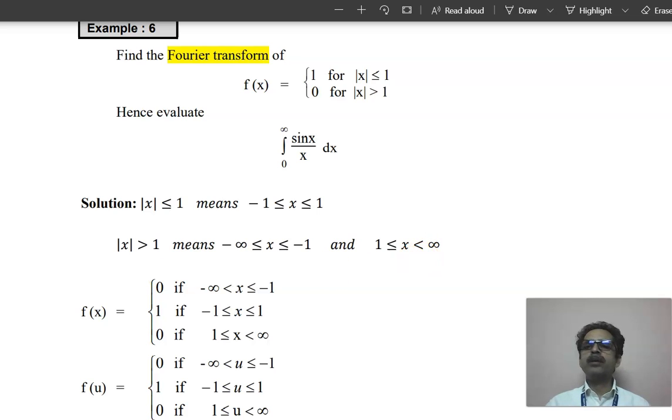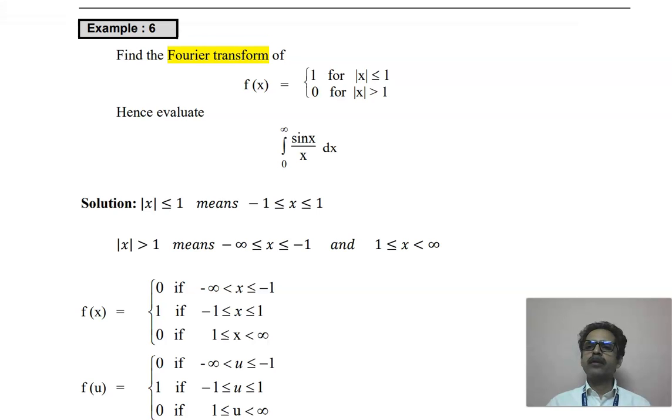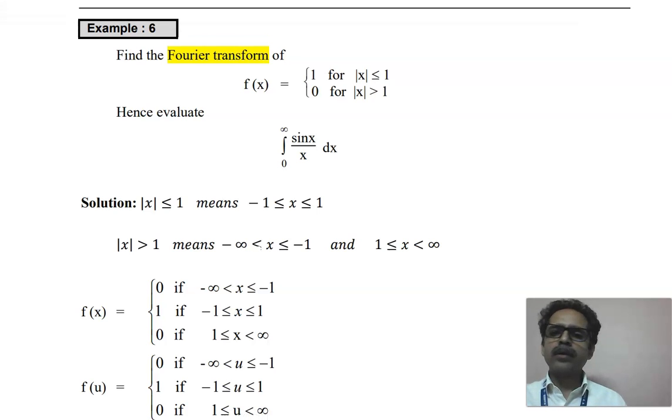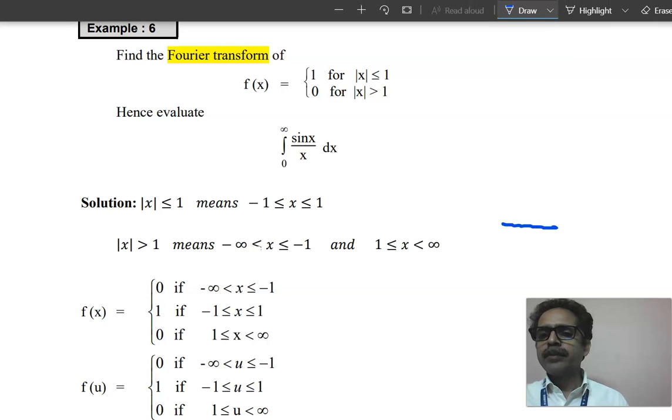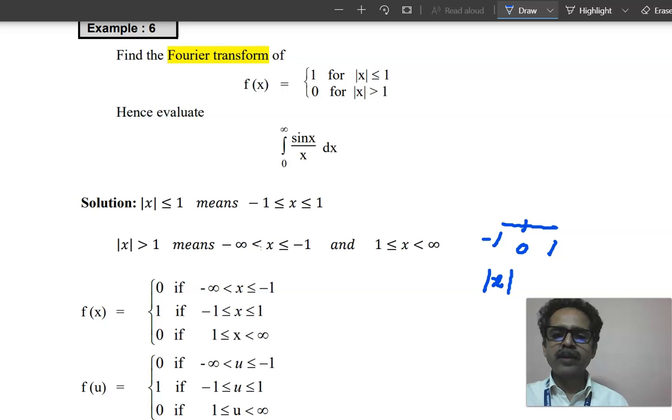I can show it in terms of the figure also here. Suppose this is the portion. Here 0 is the midpoint. Here there is a minus 1 and this is a 1. So this represents the interval mod x less than or equal to 1.